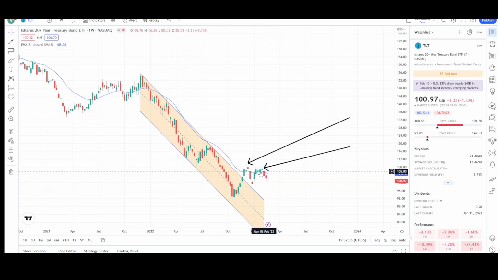It cannot bounce from it. It just breaks above it and barely stays above it before selling off again. So that's a bearish sign.